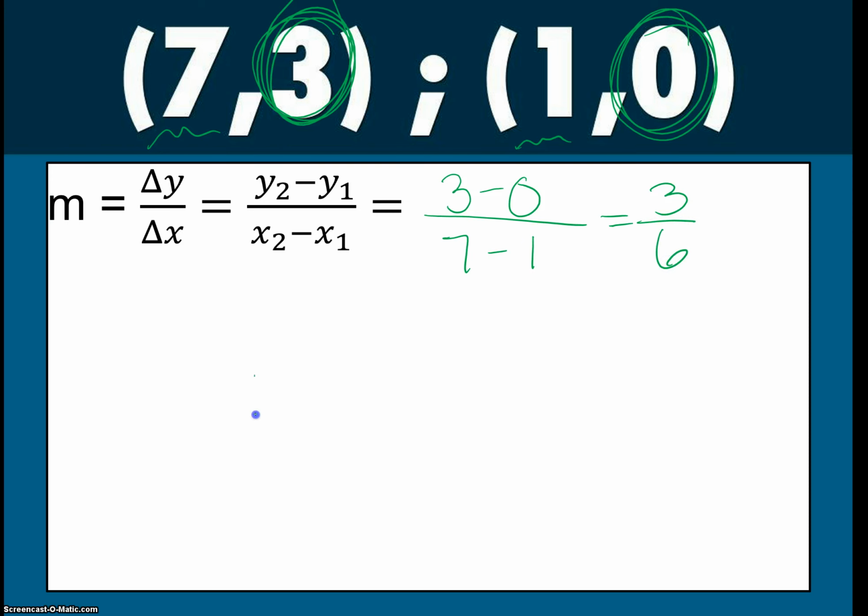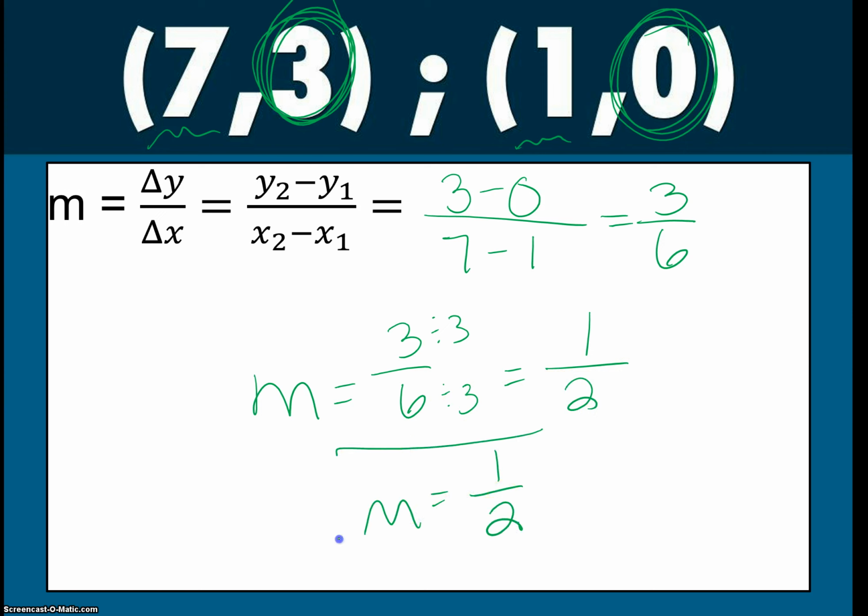This is not done yet because I can reduce 3/6. 3 and 6 are both divisible by 3. So I divide both by 3 and I get the answer of 1. 6 divided by 3 is 2. My slope is 1/2. So if I were to graph this, it would go up from left to right, up 1 over 2 to get to each point.